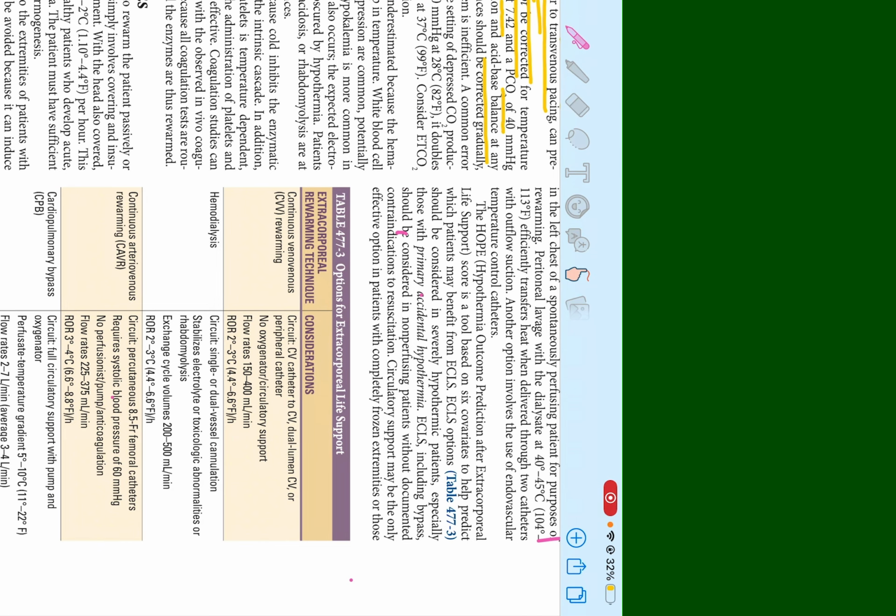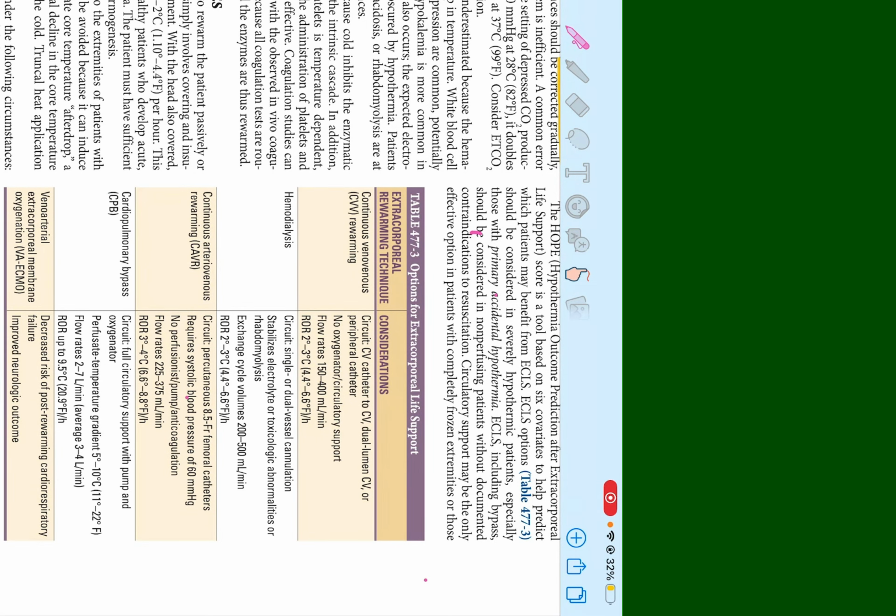Okay. Next, severe anemia can also be seen. However, hematocrit increases by 2% for every 1 degree drop in temperature. This also you have to know. Hypokalemia is common in chronic hypothermia. Hyperkalemia also occurs. So these both can occur.